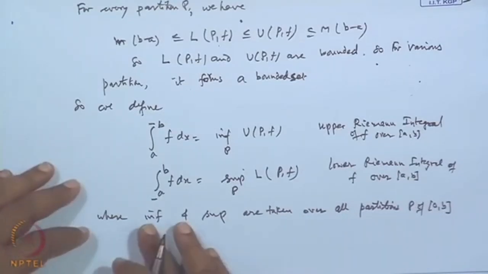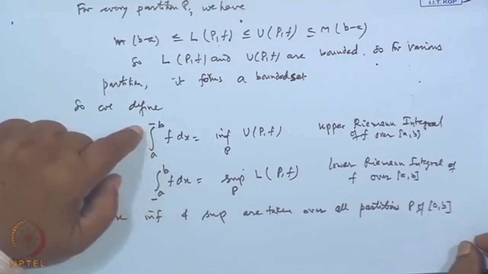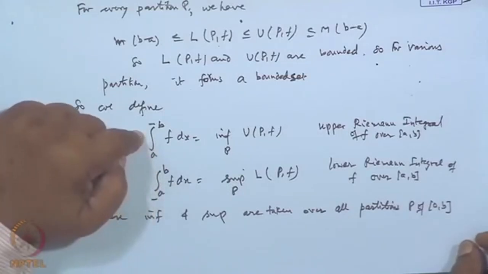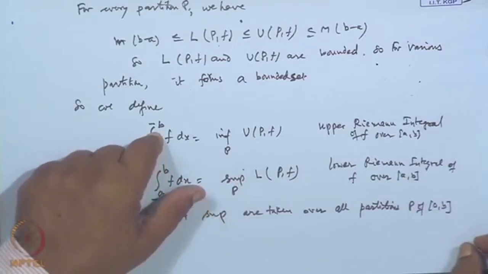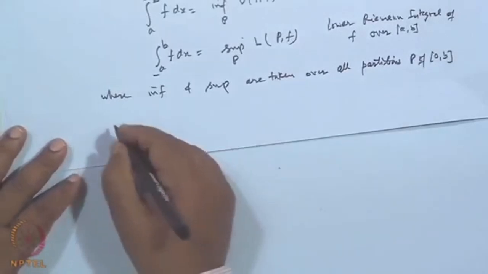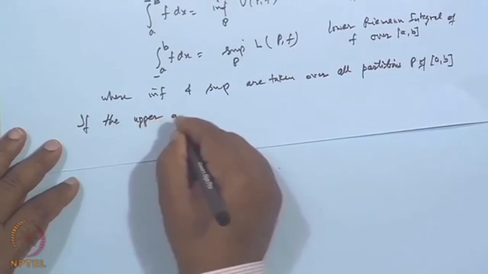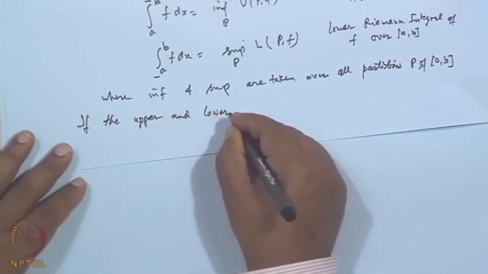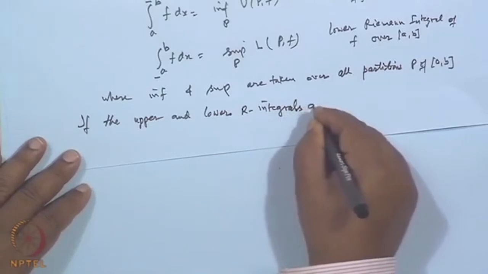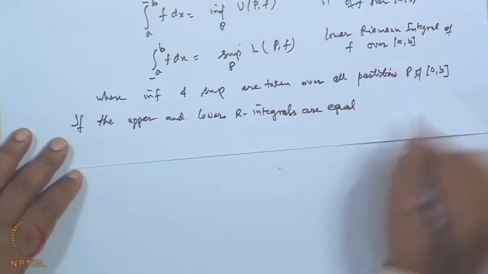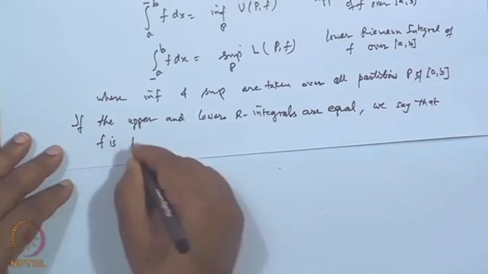Now, if the lower Riemann integral and upper Riemann integral coincide, that is, they have the same value, independent of the partition, then we say f is Riemann integrable. So, if the upper and lower Riemann integrals are equal, then we say that f is Riemann integrable.